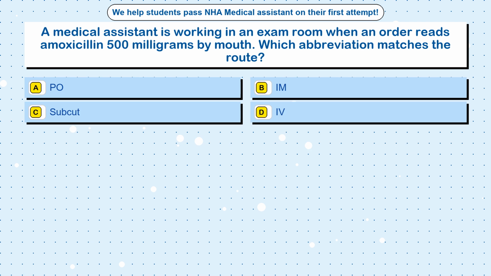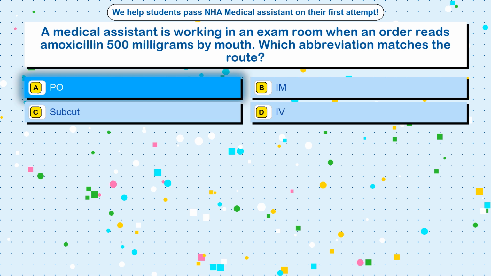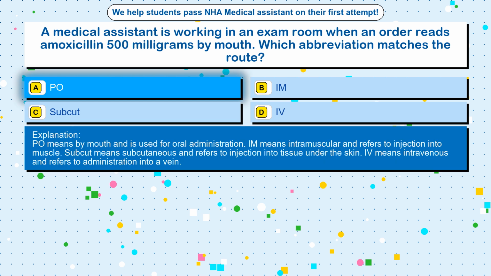Question 60. A medical assistant is working in an exam room when an order reads amoxicillin 500 mg by mouth. Which abbreviation matches the route? Option A. PO. Option B. IM. Option C. Subcut. Option D. IV. The correct answer is option A. PO means by mouth and is used for oral administration.